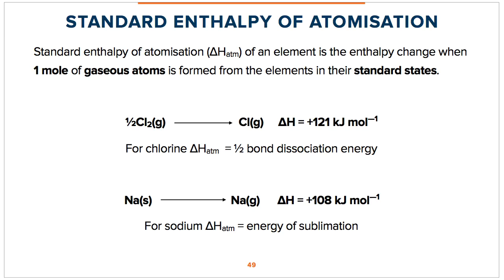It is the enthalpy change when one mole of gaseous atoms is formed from elements in their standard state. That is what standard enthalpy of atomization represents. It represents an energy change where you start from elements in the standard state, but you make one mole of gaseous atoms. Now, there is a link to this and bond energies, and I'll talk about that in a minute, but it is simply making one mole of the gaseous atom from its element in the standard state.